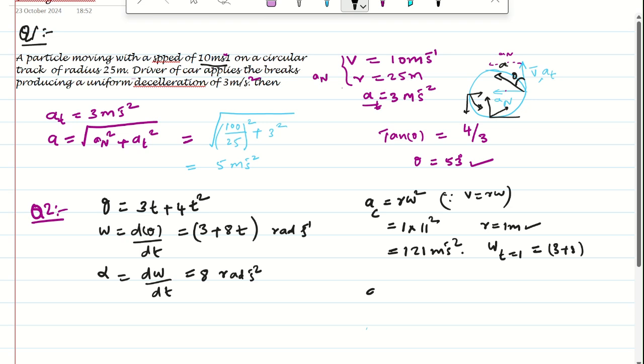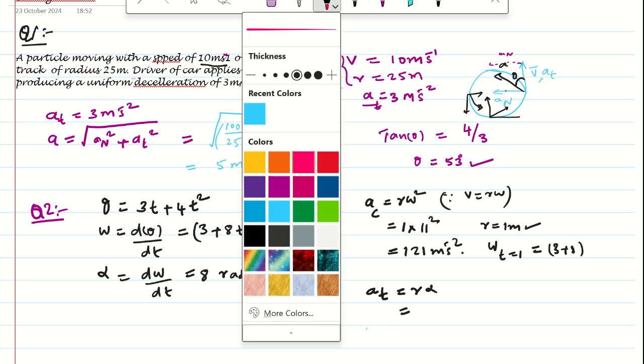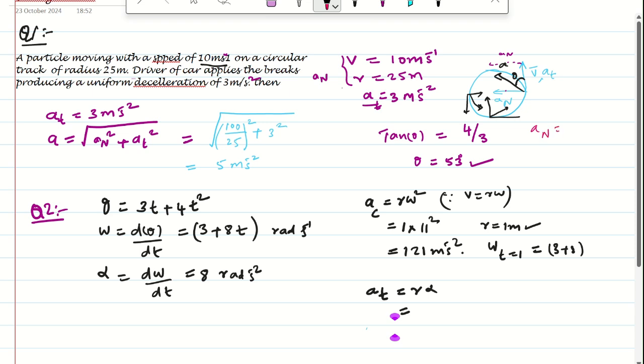So now they can ask for AT, the tangential acceleration, which is equal to R into alpha. Here you need to remember one point very clearly: AN is the normal acceleration, that is the rate of change in velocity by direction. But AT is the rate of change in speed, not velocity, the magnitude of speed by dt. So AT is equal to the rate of change in speed, which is d by dt of R omega, and you will get R alpha.